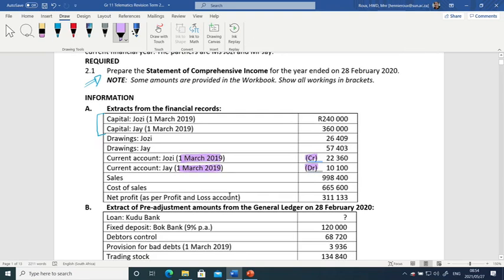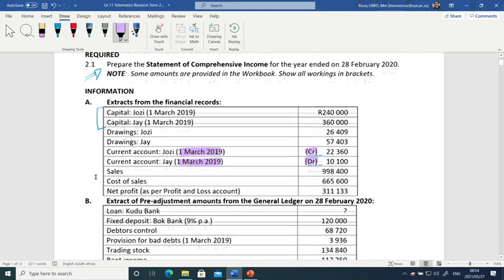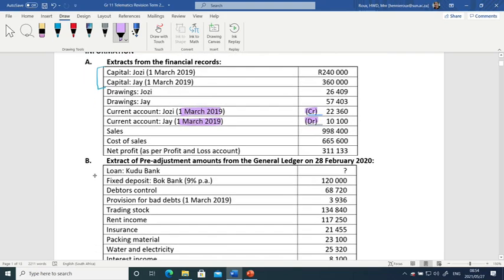We've got sales, we've got cost of sales, and they give us the net profit. So we know exactly what this income statement must end on. Not that it works like that in practice. In practice, we have to calculate that. But just to make it easier for you, we give you the net profit.